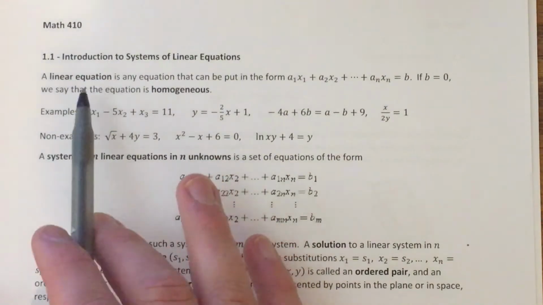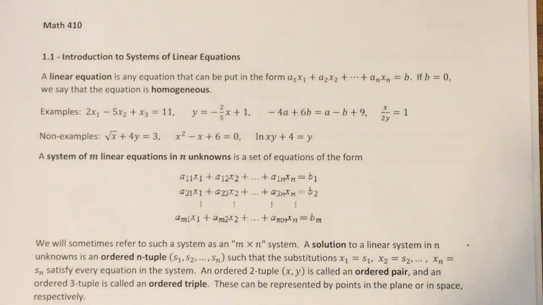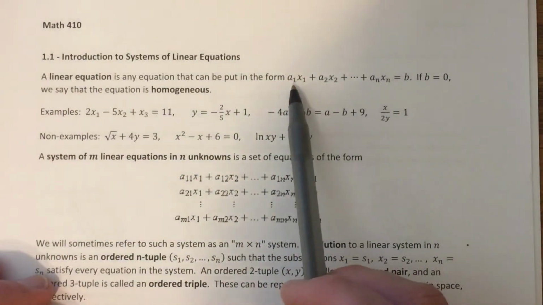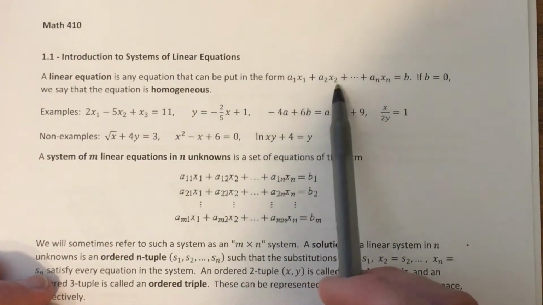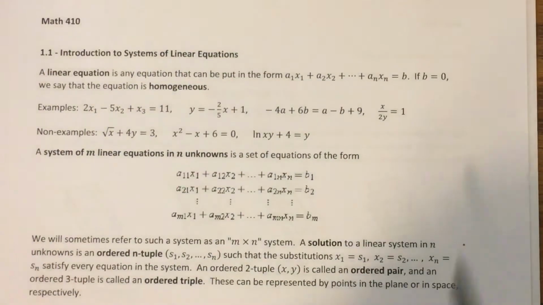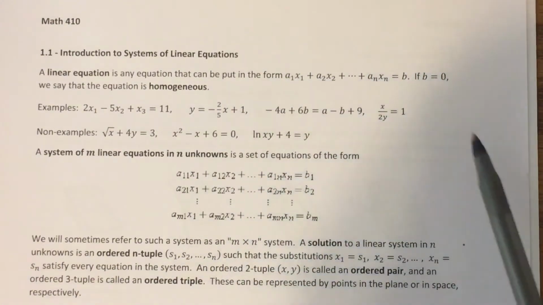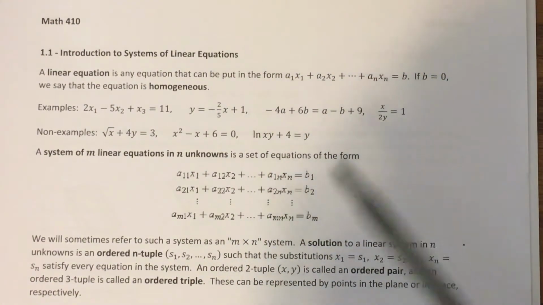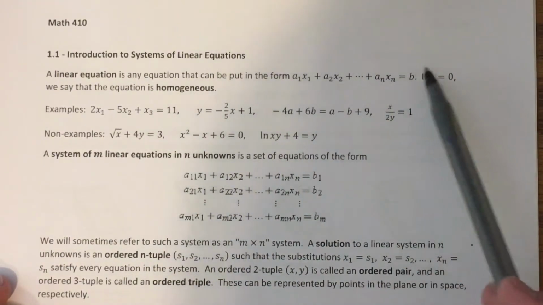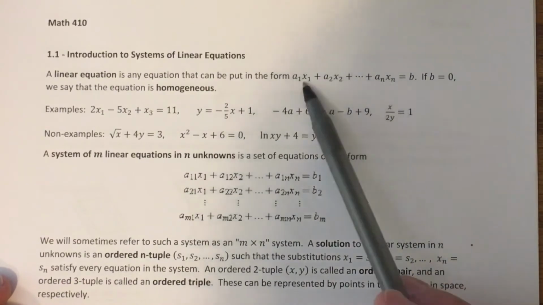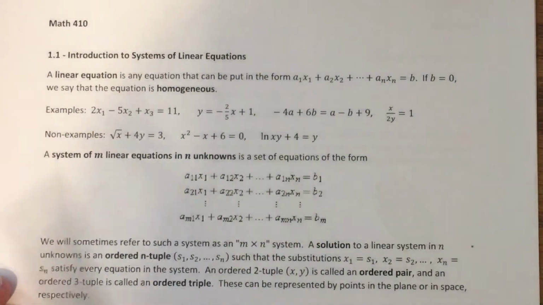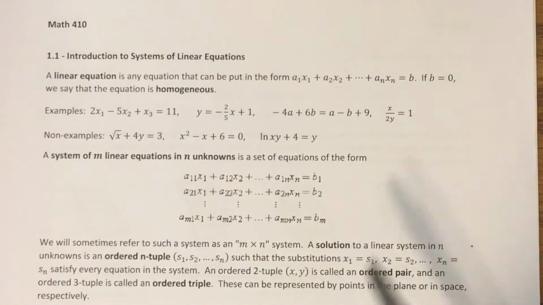So to begin with, what is a linear equation? Well, a linear equation is any equation that can be put into this form: a1x1 plus a2x2 plus however many terms until we get to this last one, anxn equals b. The a's are constants here. The b is also a constant, and the x's are variables. So in the event that b is equal to 0, we say that this linear equation is homogeneous. You're going to see that term a lot in this course.